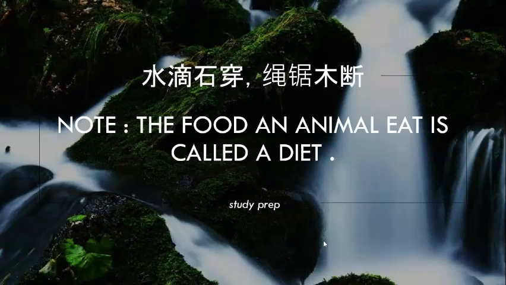Note that the food animals eat is called a diet. A lot of students get mixed up with what a diet actually is. To make it simpler, the food an animal eats is called a diet. When I use the term animal, this is both for Homo sapiens, which is humans, and all creatures on Earth. It's a more general term, because humans in the basic sense are animals.